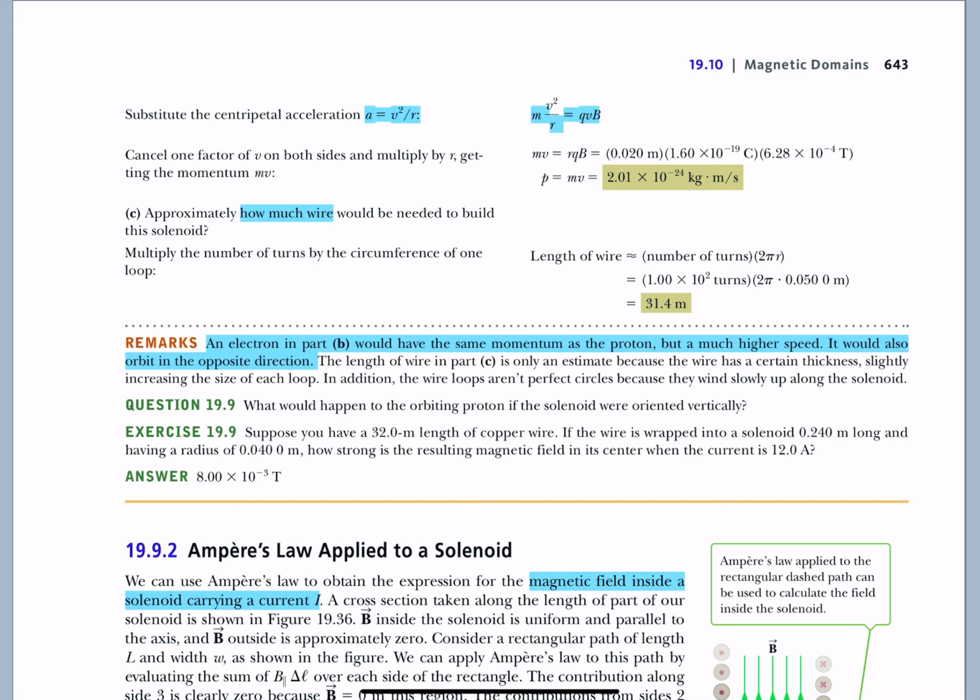Finally, how much wire? Well, simply, if you have the length of your wire, it's going to be the number of turns of wire going in a circle, 2 pi r, and you're going to need over 30 meters of wire to make this solenoid.